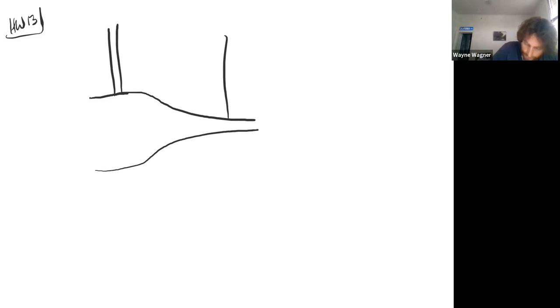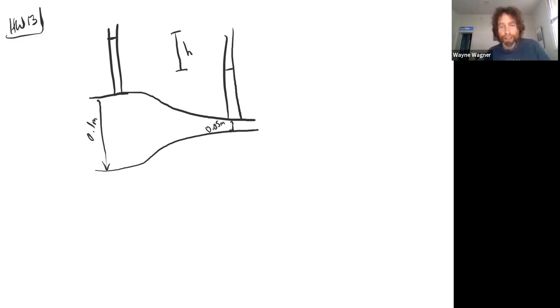Okay, there you go. All right, so the second one looks like this. It's the same problem, but instead we've got piezometers at both locations, and it doesn't give you this height here, H. It says it's the same situation, so we've got 0.1 meters, and this, of course, is 0.05 meters. I know it's a sloppy drawing. And it asks you to solve for H in terms of the flow rate. So H equals H as a function of Q.